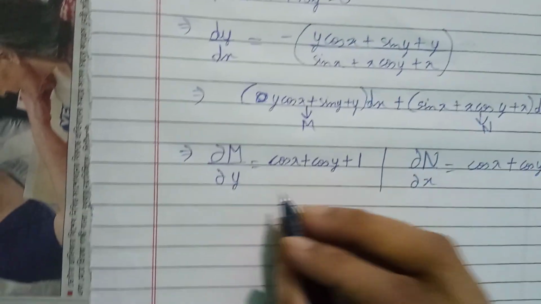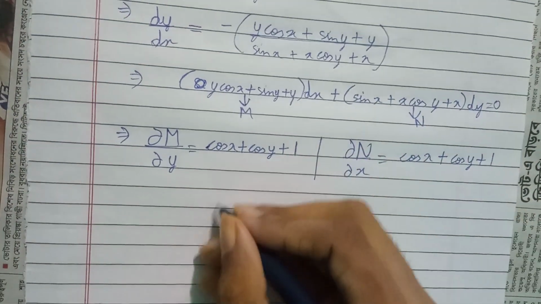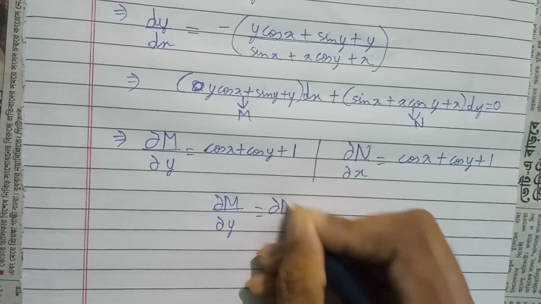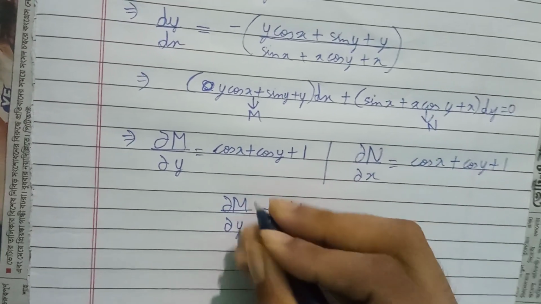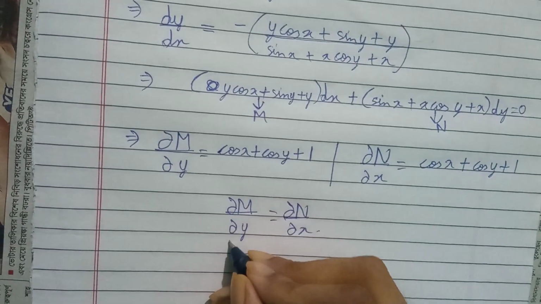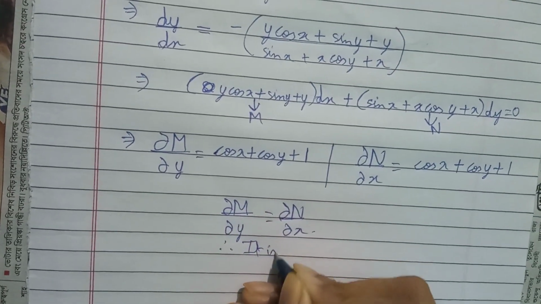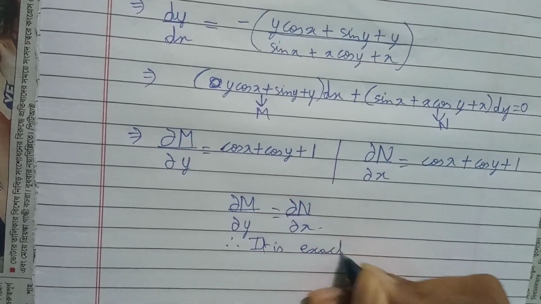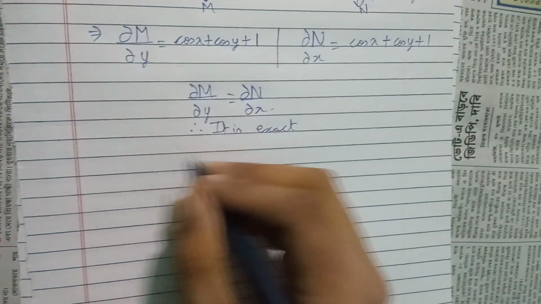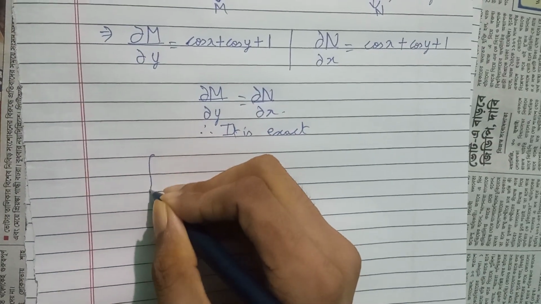So after doing the partial differentiation, we can find that del M by del y is equal to del N by del x. So if both of the partial derivatives are equal, then we can say it is exact. So it is an exact differential equation. Now we need to integrate this with this formula.